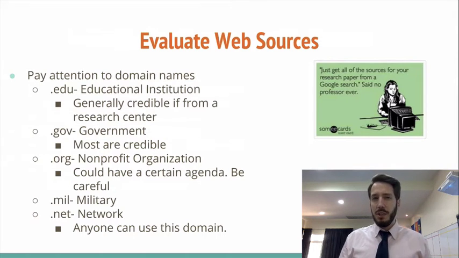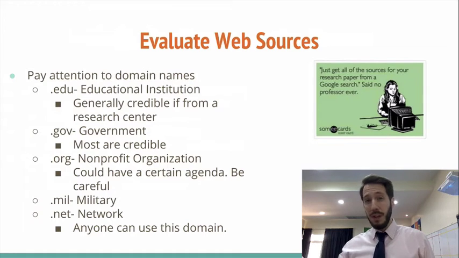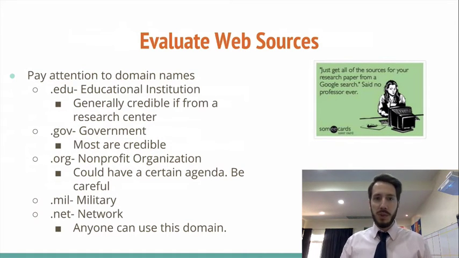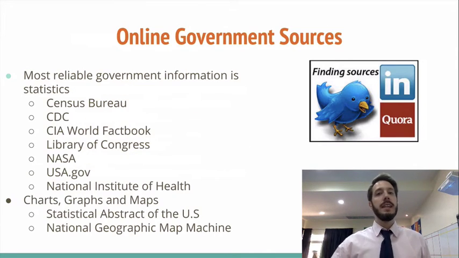So, just some keywords for evaluating web sources. EDU is generally credible if it's from a research center, but again, you want to try and do professional journals. .gov are most credible because they're from government resources, but .orgs, .mils, .nets, you really don't want to do that because typically they're not going to be super credible because they're going to have a lot of bias issues.